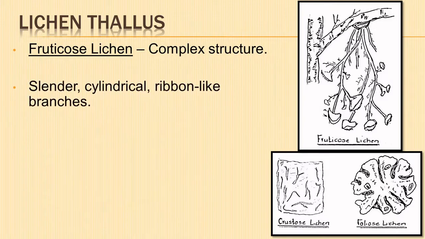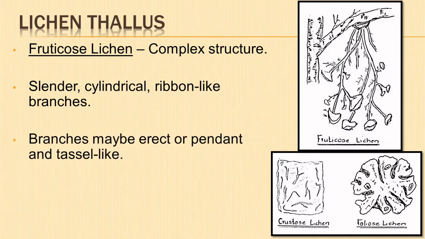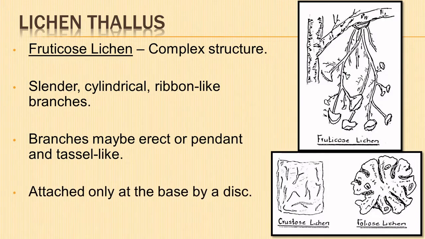Fruticose lichens: the thallus has a complex structure. It is slender with cylindrical or ribbon-like branches which may be erect or pendant and tassel-like. The thallus is attached only at the base by a flattened disc. Example, Usnea.